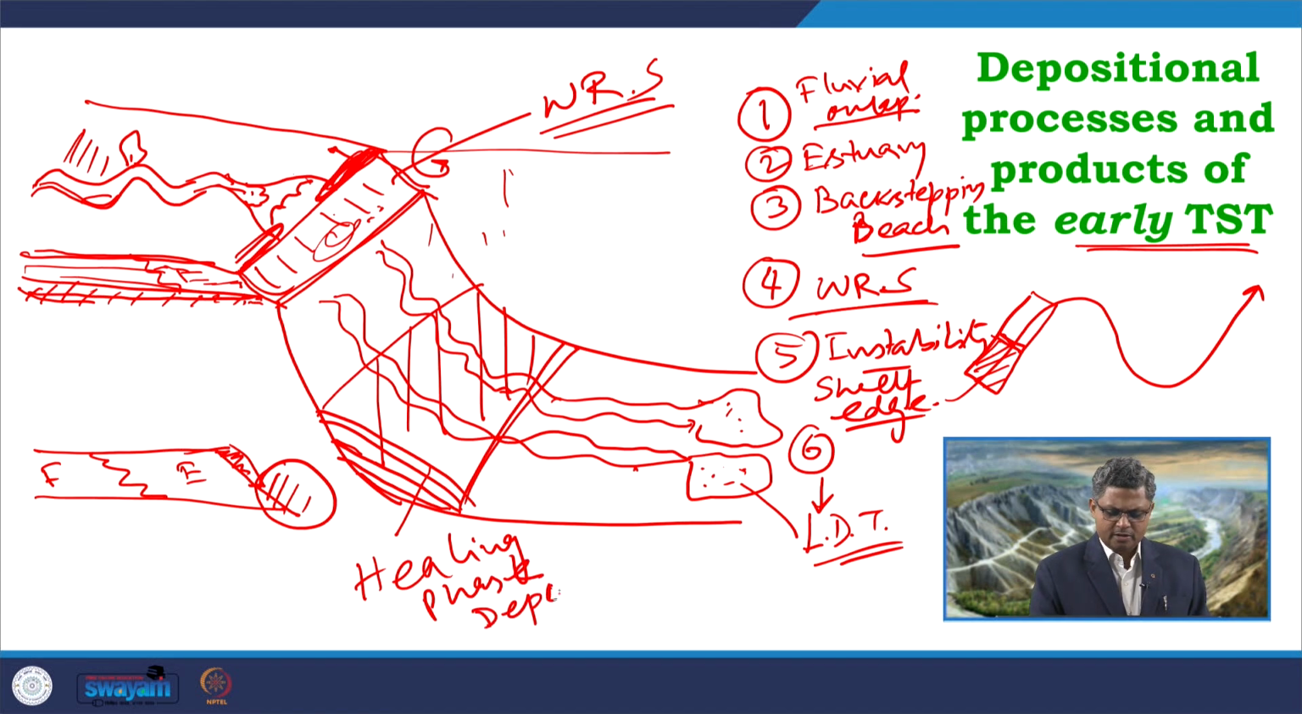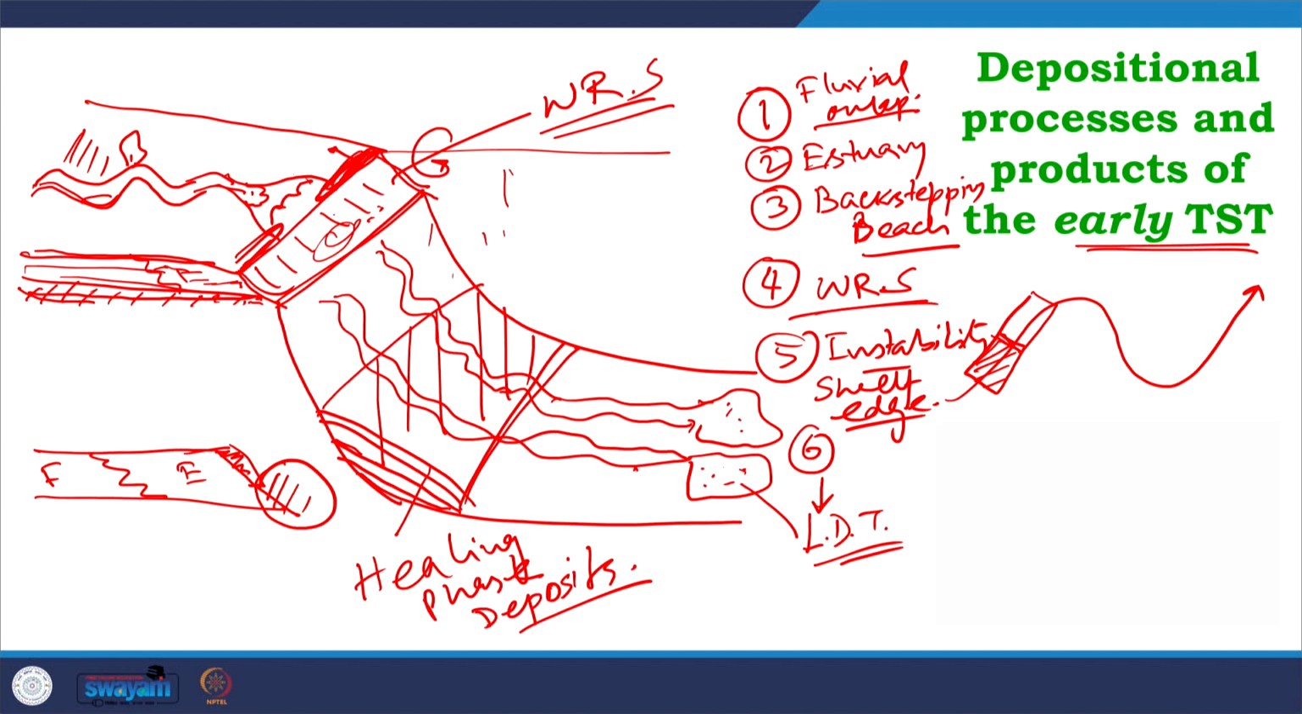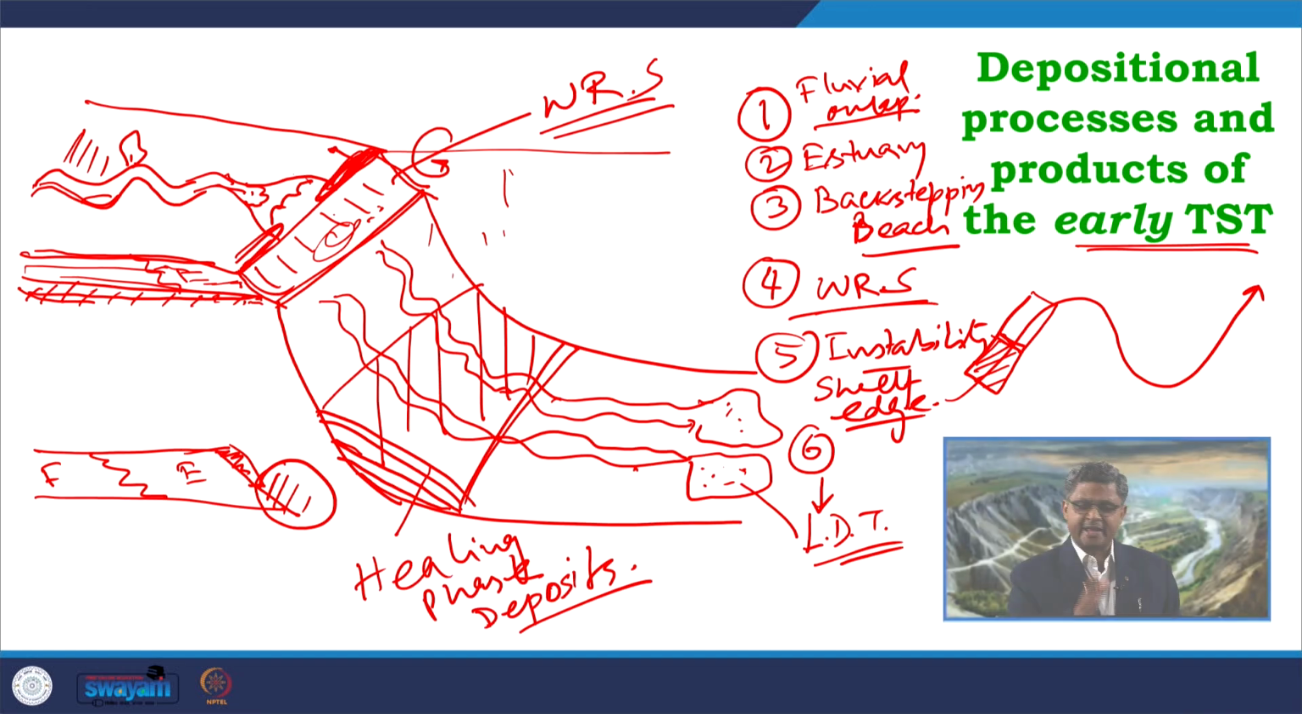So, we will get formation of this kind of hilling phase deposits along the slope area, which will start onlapping. So, during the early phase of TST, what are we expecting? This much of variation. We are getting a transgressive prism, which is commonly created by aggradation of the fluvial system, onlap of the fluvial system, formation of estuary, backstepping of the estuary system, and backstepping of the barrier beach system.